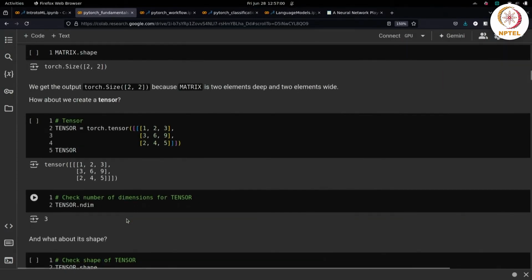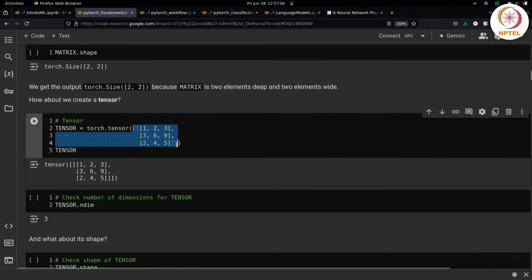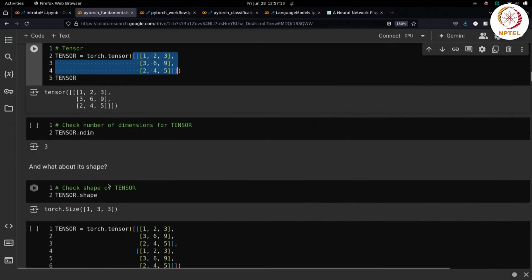If you create a 3 by 3 matrix, matrix dot shape will give you 3 by 3. And building on, going to the next level, you can pass a list of a list of a list and you can create a tensor. Here the number of dimensions is 3. It's a 3-dimensional tensor and the shape is 1 comma 3 comma 3, right?